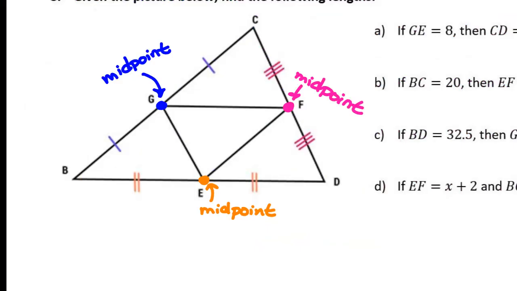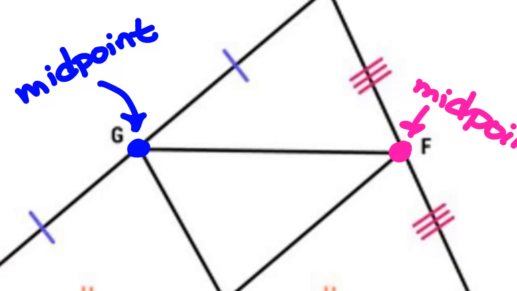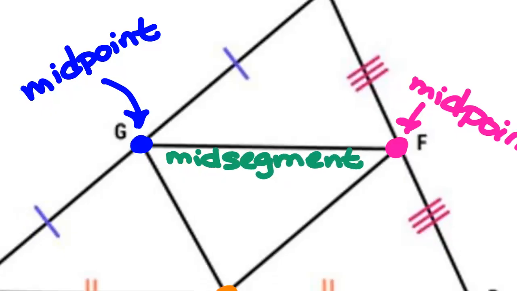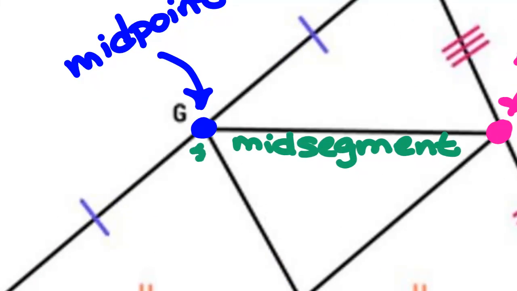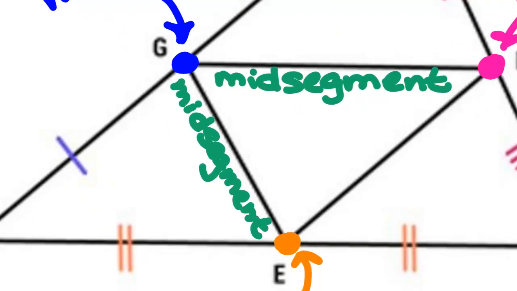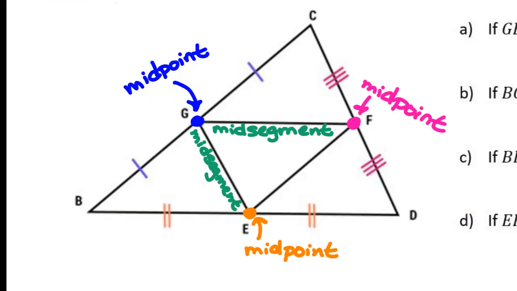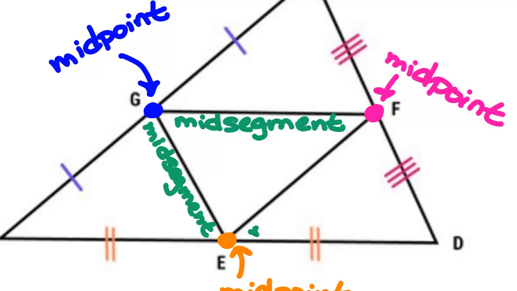So since G and F are midpoints, what do we call the segment that we get when we connect them? That's a midsegment. What would we call segment GE? That's also a midsegment, because it's connecting two midpoints. Are there any other midsegments here? Yes, EF is also a midsegment.